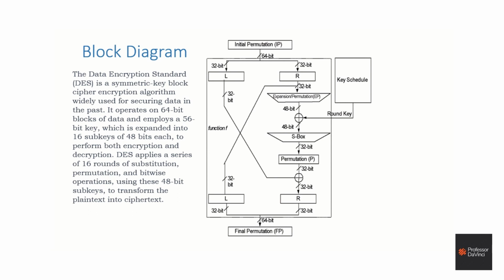DES is a symmetric key block cipher encryption algorithm widely used for securing data in the past. It operates on a 64-bit block of data and employs a 56-bit key, which is expanded into 16 subkeys of 48 bits each. To perform both encryption and decryption, DES applies a series of 16 rounds of substitution, permutation, and bitwise operations using these 48-bit subkeys to transform the plain text into ciphertext.